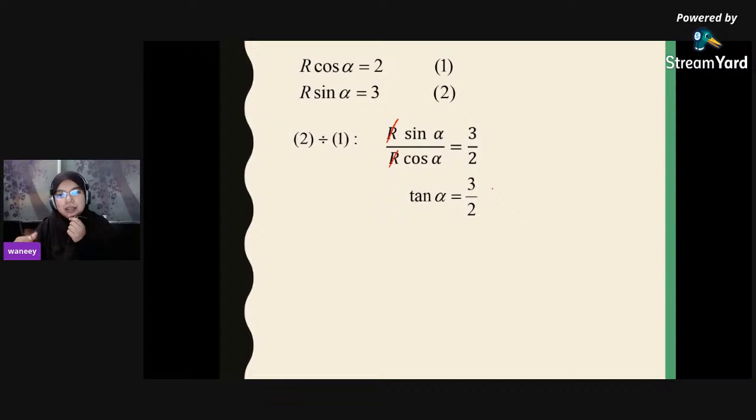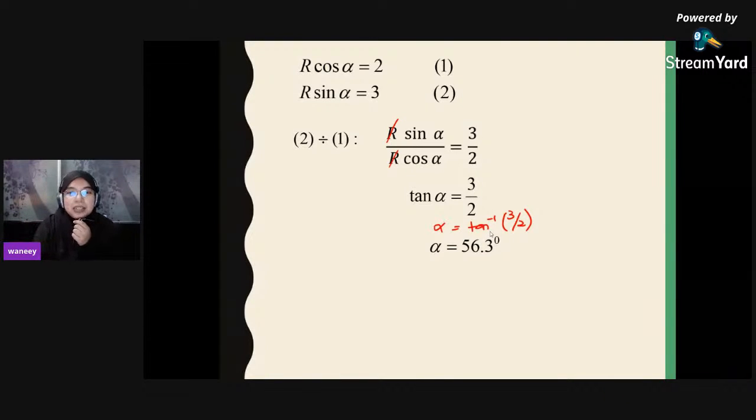And then to calculate the alpha, we simply do the arctangent. So let me write this down for you. Arctangent of 3 over 2. Once you take the arctangent of 3 over 2, you're going to get the value of the alpha, where the alpha is actually 56.3 degree.